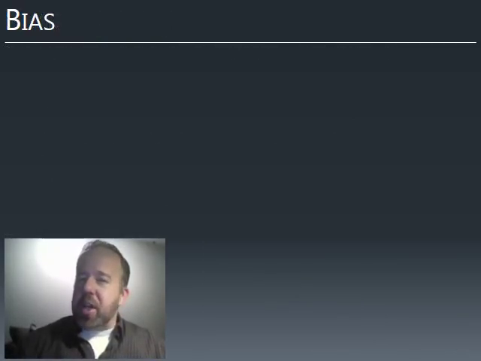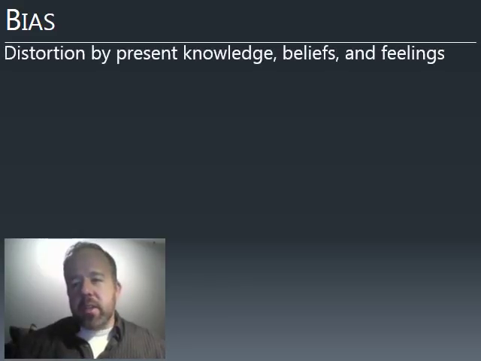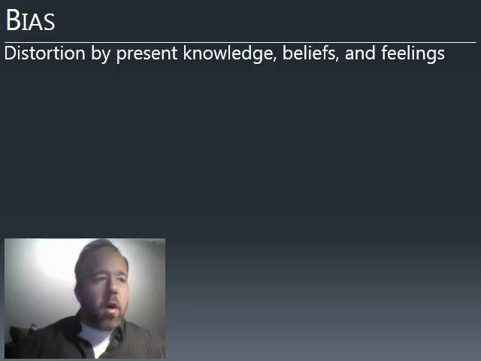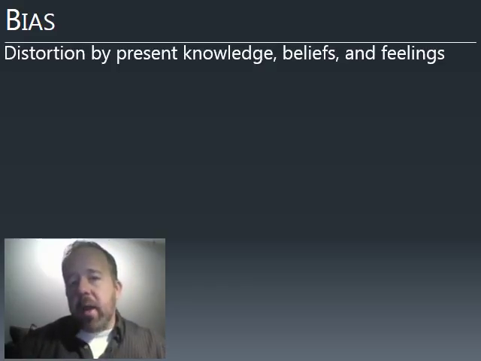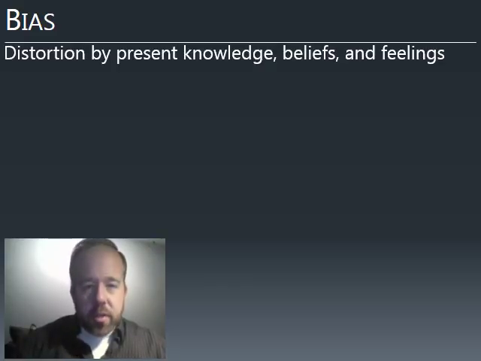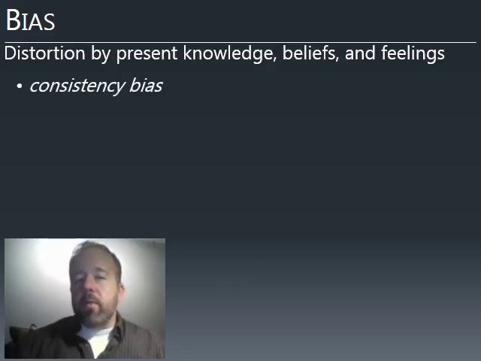So another sin of memory is bias. And bias is the distortion of our recollection of previous experiences by our present knowledge or beliefs or our emotions. And so one form in which this comes is consistency bias.